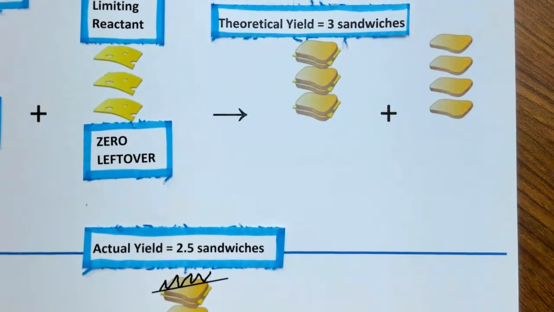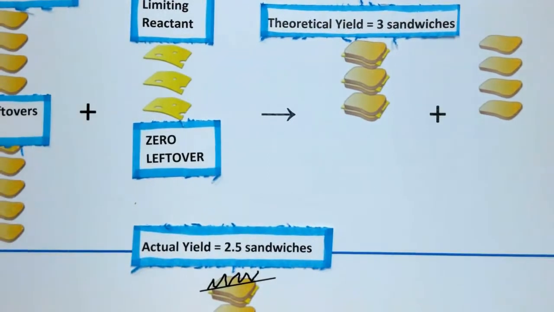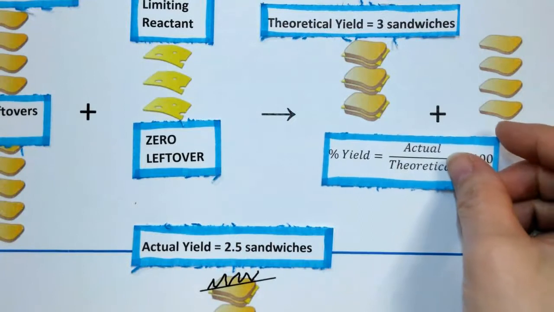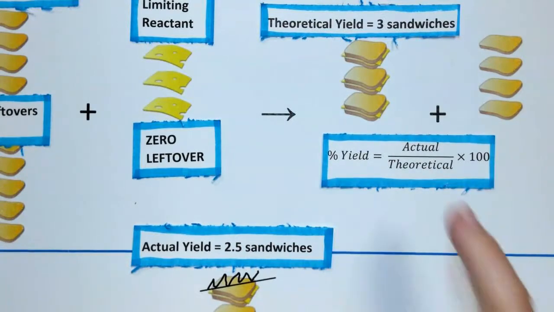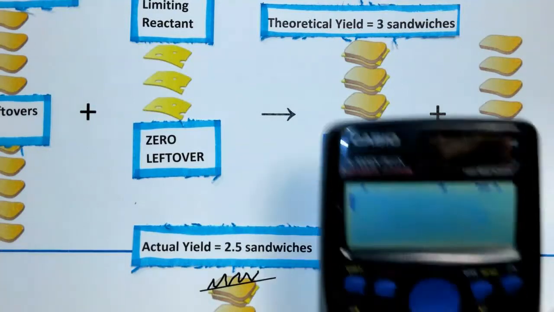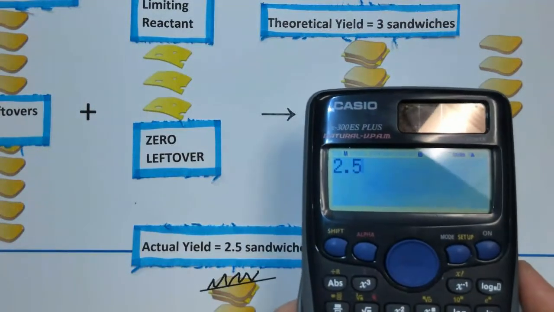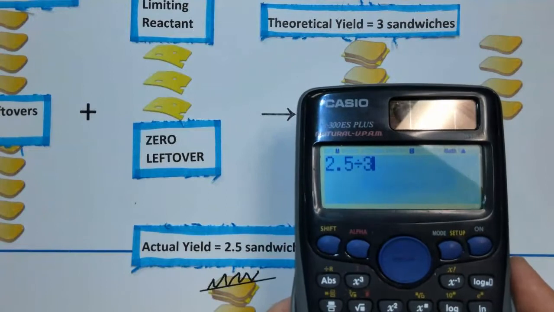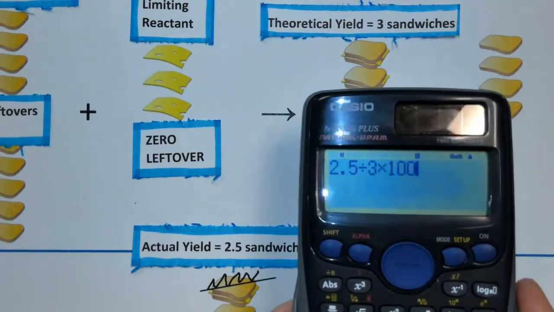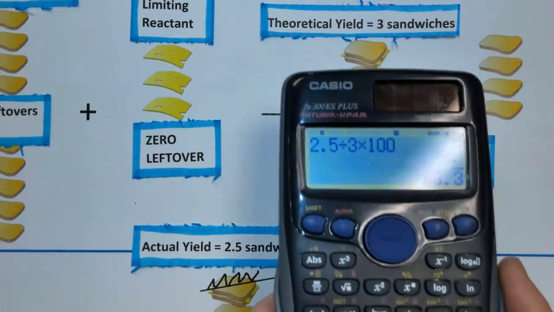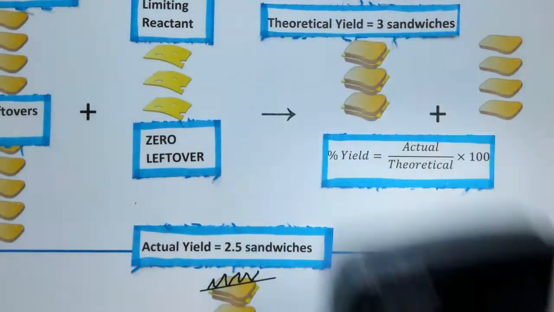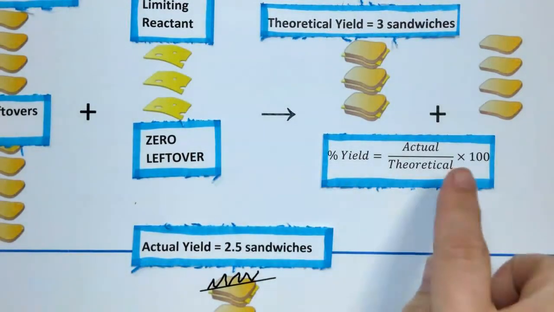So if we do a comparison of the actual yield and the theoretical yield, we can actually get what's called the percent yield, which is where the actual is divided by the theoretical times 100. So my actual is 2.5 sandwiches, divided by my theoretical 3 sandwiches, times 100, which means that I yielded 83% of my possible total yield. And so that would be considered the percent yield.